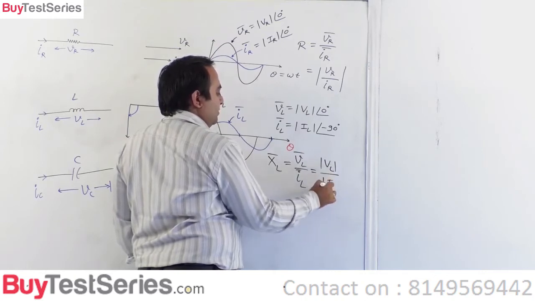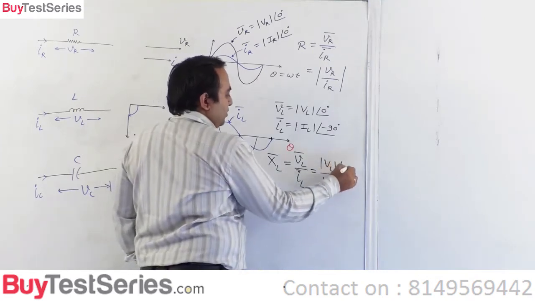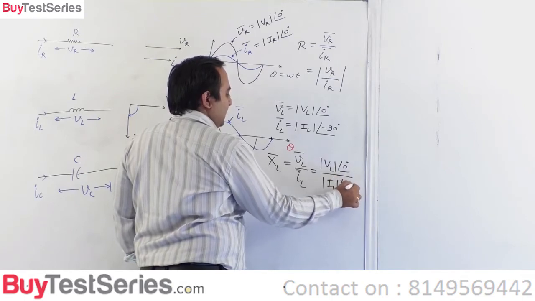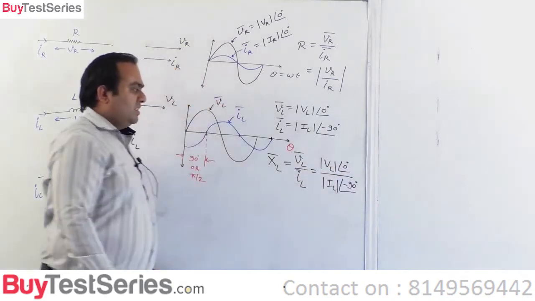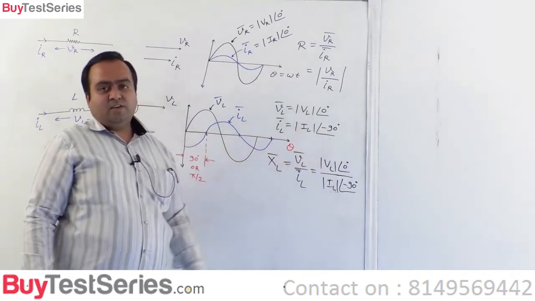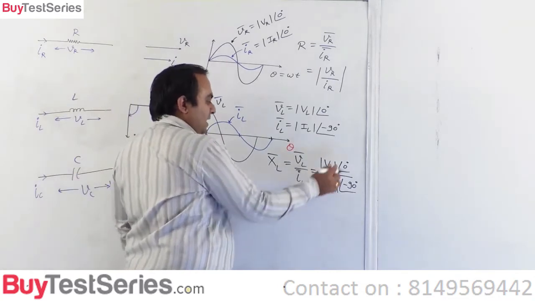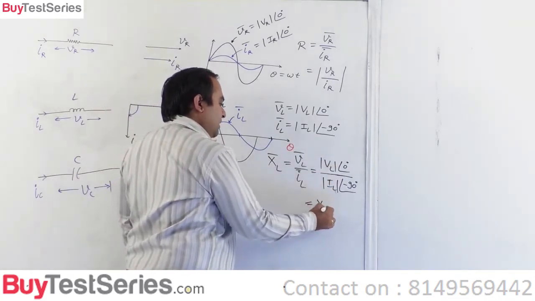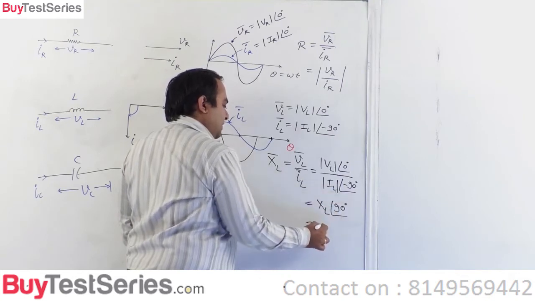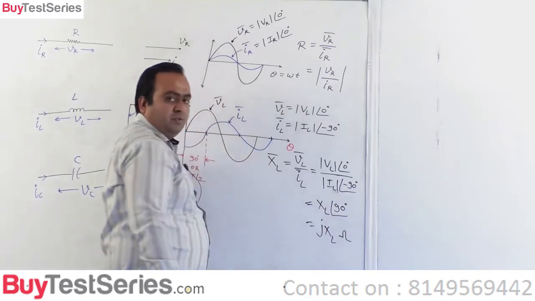Let me write it in capital. And this is angle 0 and this is angle minus 90 degrees. So when you divide two phasors, the phase of the denominator gets subtracted from the phase of the numerator. So VL by IL is XL, and this becomes XL angle 90 degrees. So that's why this becomes jXL, this much of ohms.